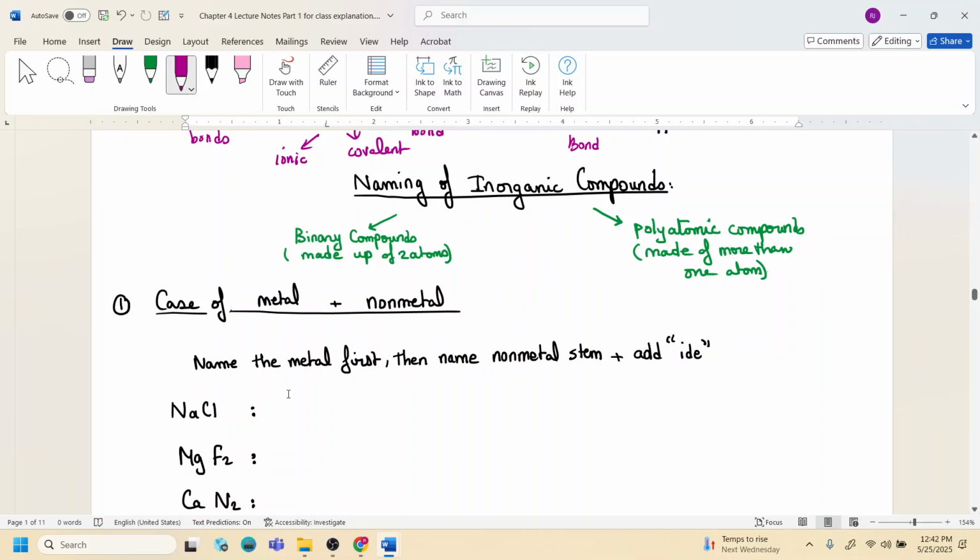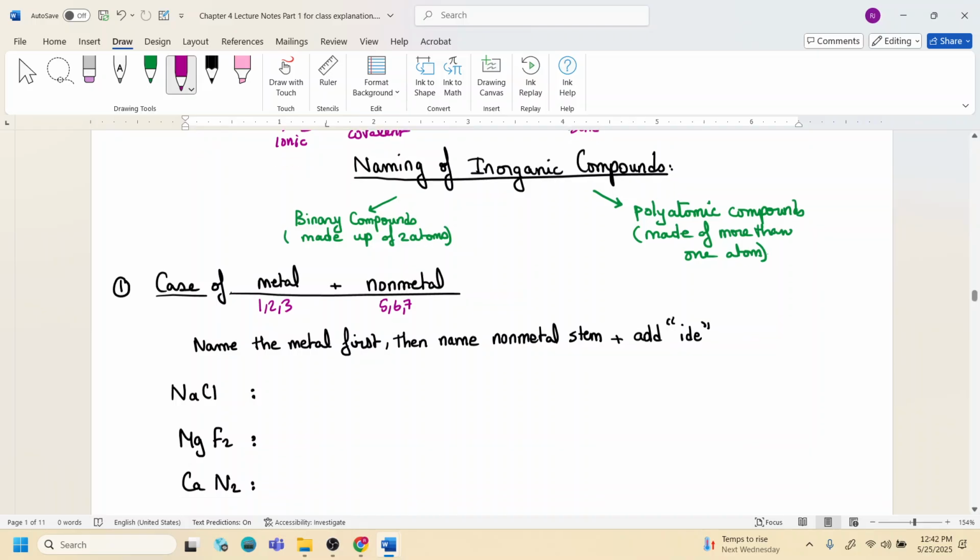There are multiple cases. So let's start with the first case. Case of a metal and a non-metal. Your periodic table has to be with you just to know what type of atom you are working with, a metal or a non-metal. With these types, you always start with the metal and you name the metal first, and then you name the non-metal as a stem and you add an IDE. This case is between groups 1, 2, and 3, and groups 5, 6, and 7.